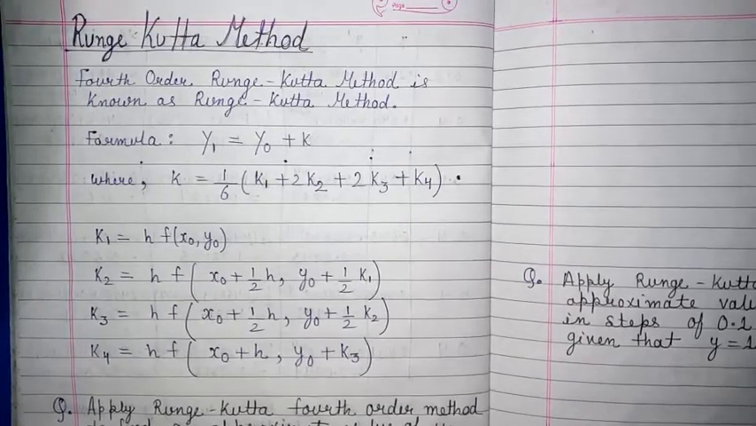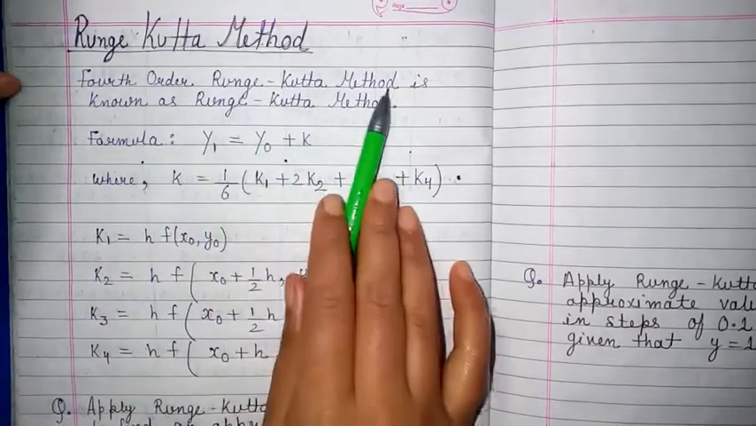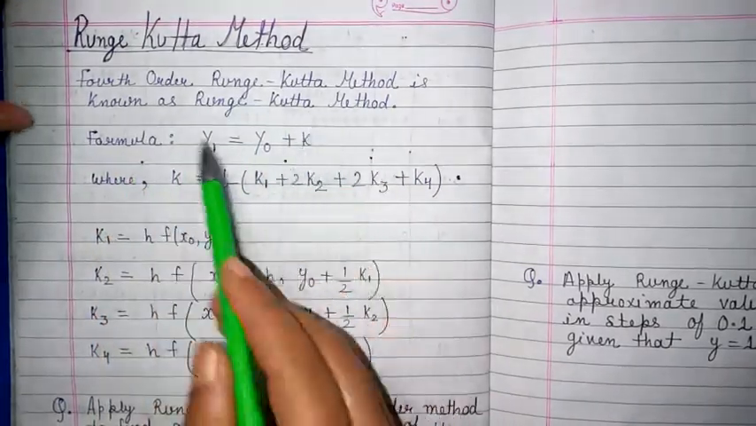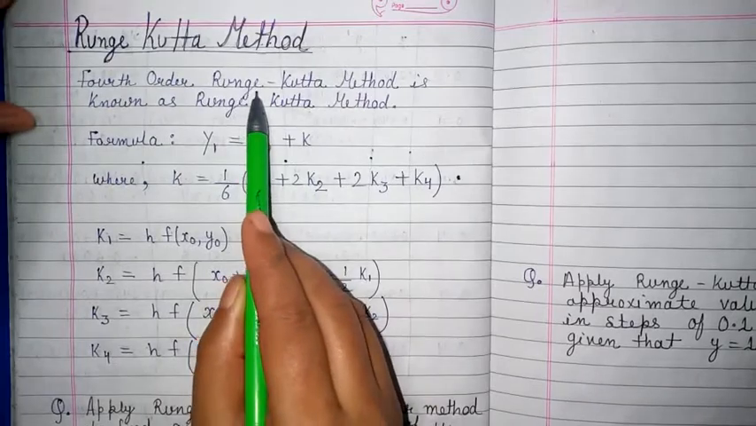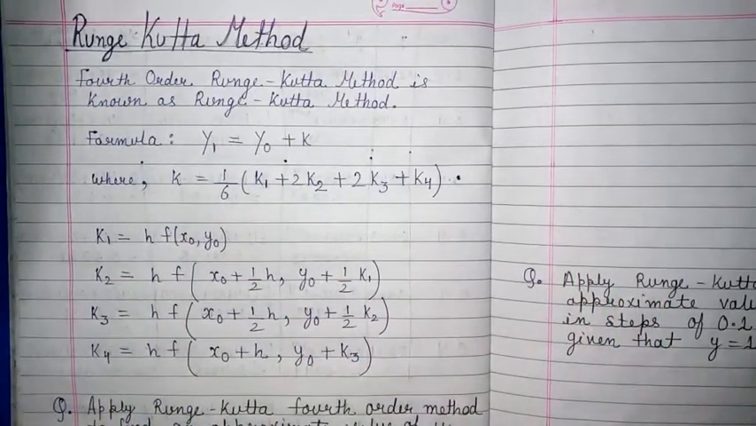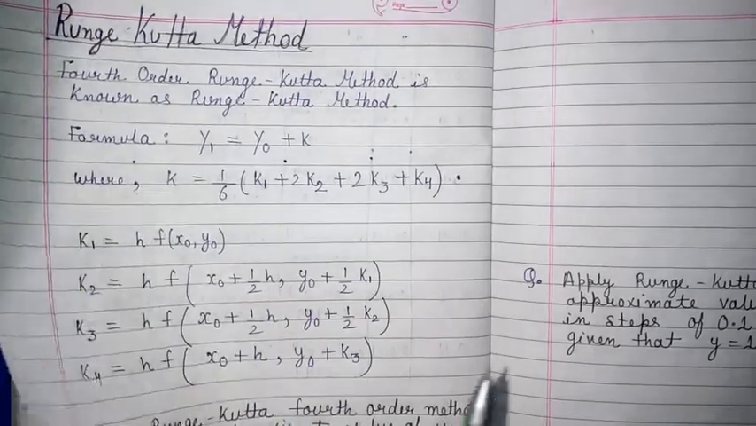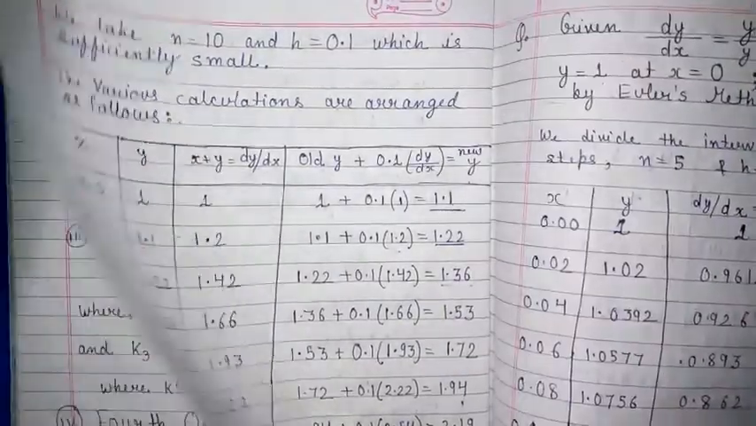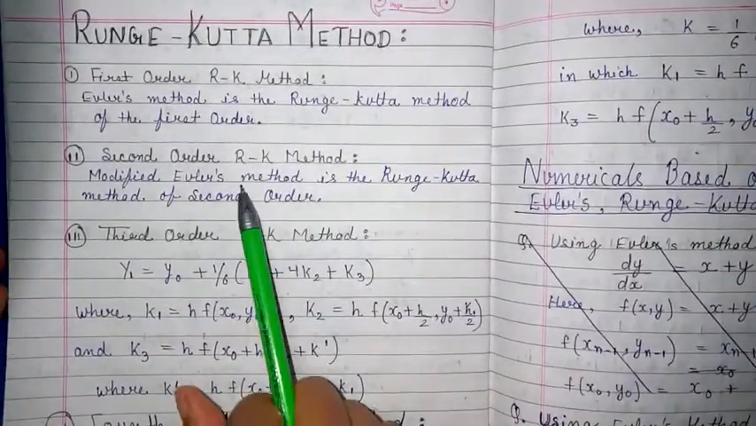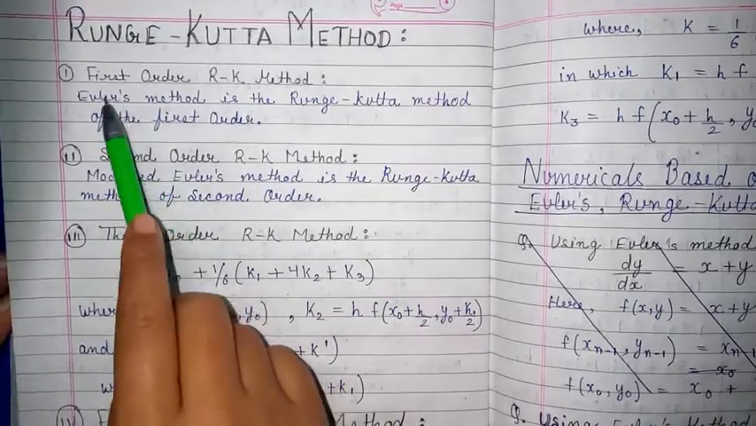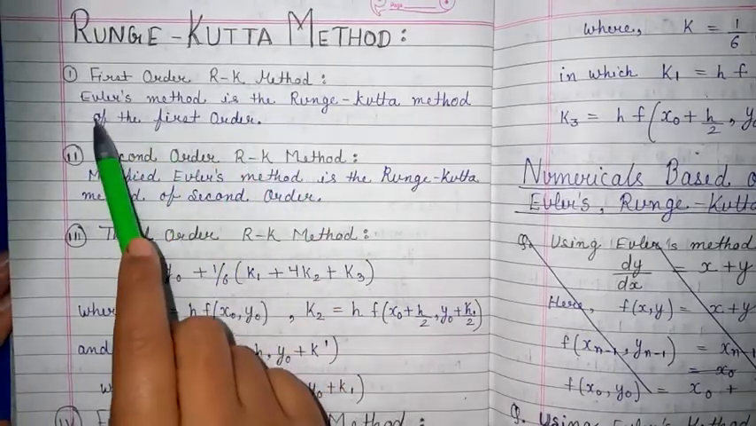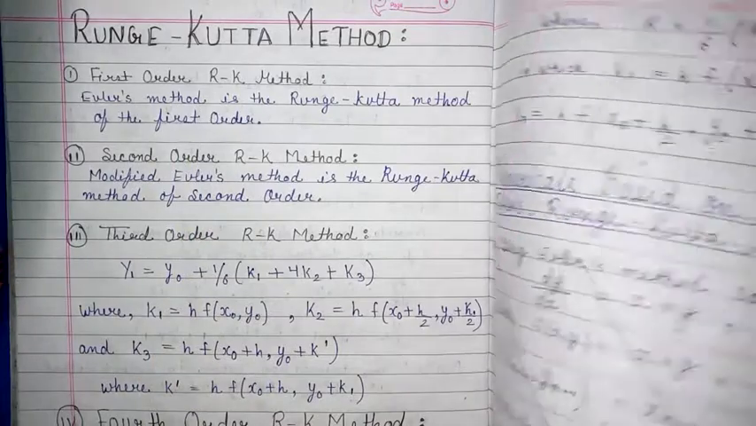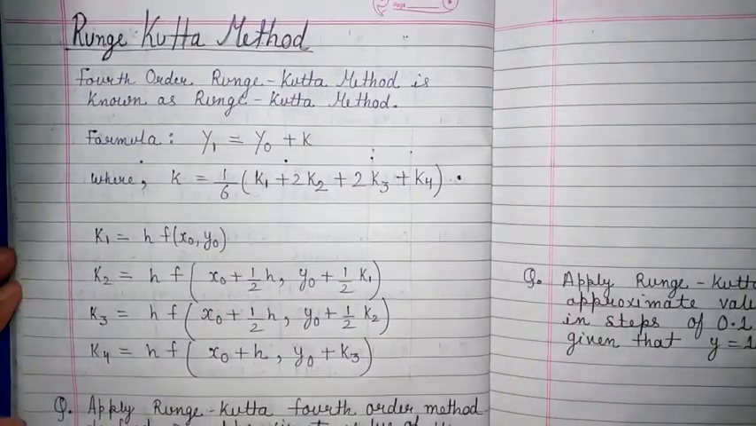In the last class also I discussed the formula for the Runge-Kutta method. The fourth order Runge-Kutta method is known as the Runge-Kutta method. If it is third order, then we name it in another way. If it is second order, then we call it the modified Euler's method, and if it is first order Runge-Kutta method, then we call it Euler's method. So today we are going to study the fourth order Runge-Kutta method.